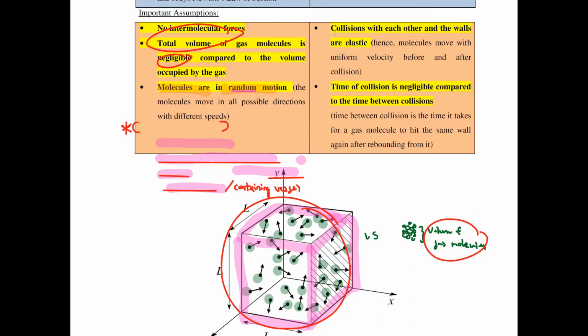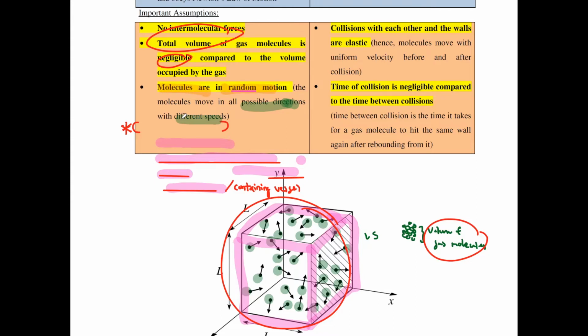Okay, so when we say that molecules are in random directions, moving in random motion, they will move in all possible directions with different speeds. Direction-wise, they will always be different. Magnitude-wise, they'll always be different. That's what we mean by random here.